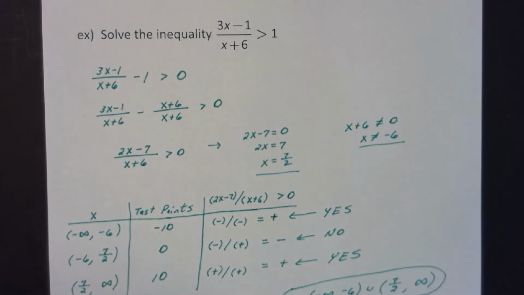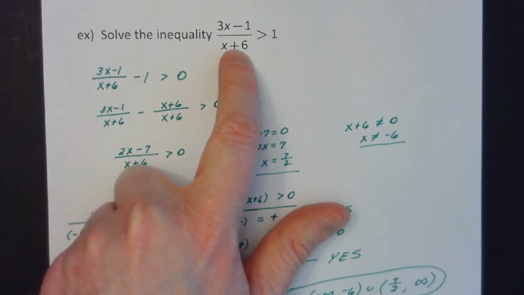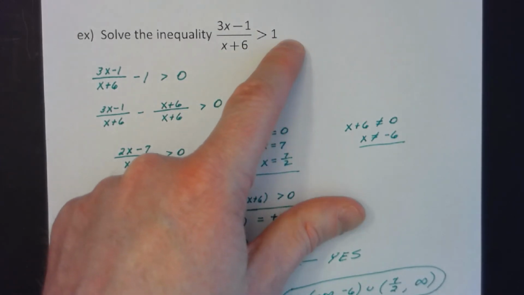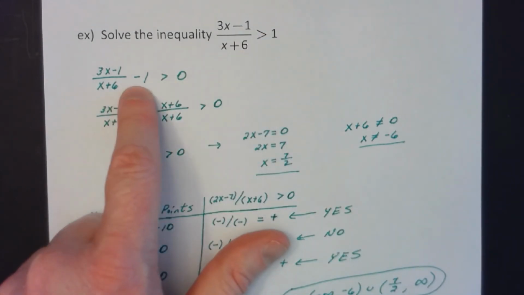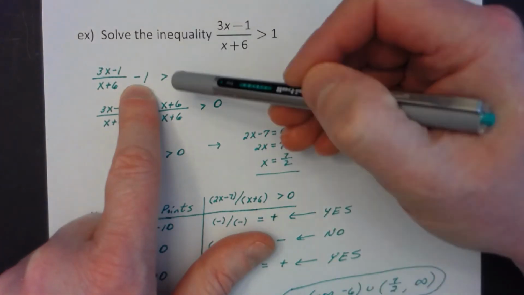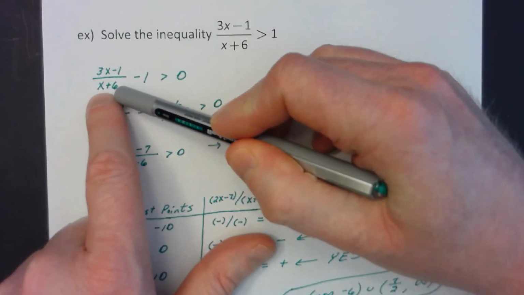So this one, you have the rational inequality (3x minus 1) over (x plus 6), and I'm saying that's strictly greater than 1. First step is to get it compared to 0. So I had to subtract 1 on both sides. Now be very careful when you subtract that 1. The only way you can subtract in general is if you have a common denominator.